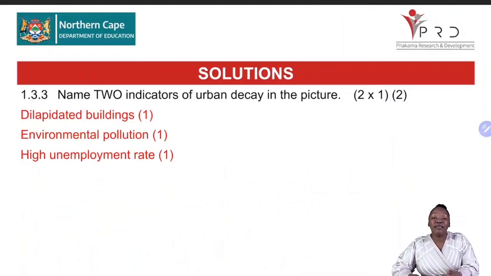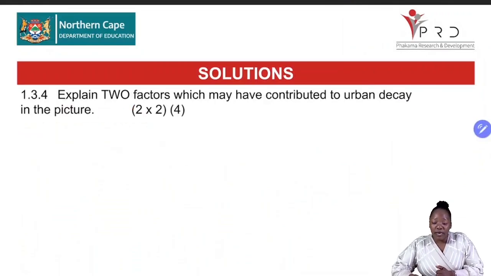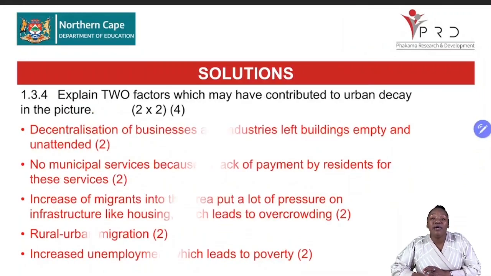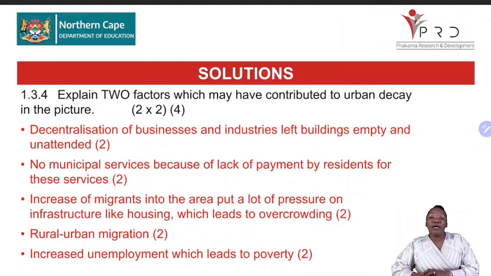Remember, these are the things also that lead to the buildings being neglected. Then we're looking at our question 1.3.4. You were supposed to give 2 factors which have contributed to the urban decay in the picture. Amongst them, we're looking at the decentralization of businesses.